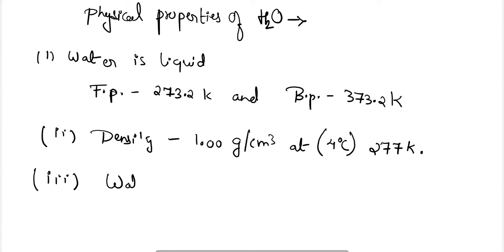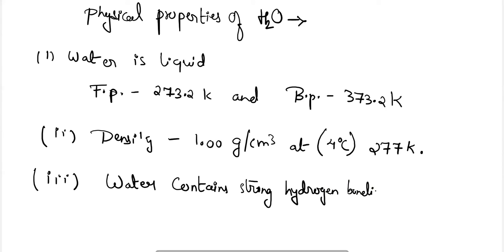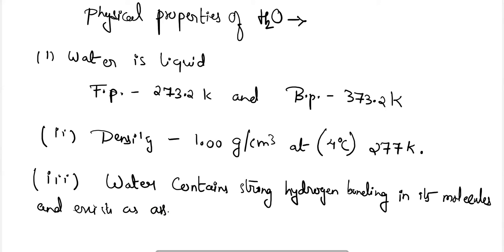Next, water contains strong hydrogen bonds in its molecules and exists as associated molecules. Okay, all the molecules there will be in the associated form and they can be represented as H2O(n).